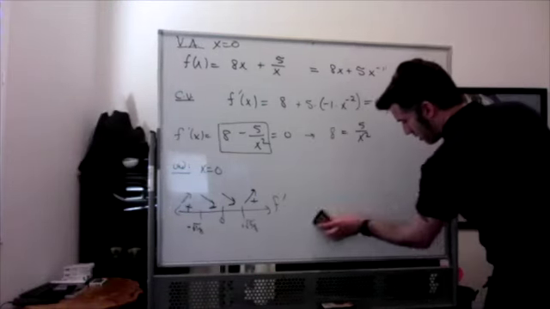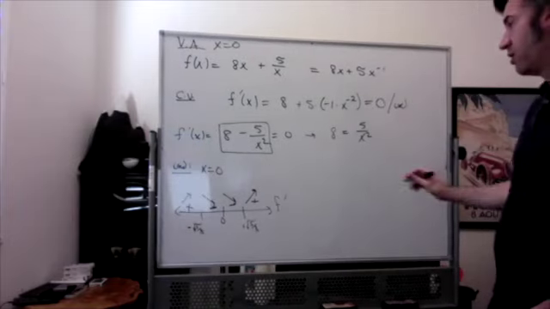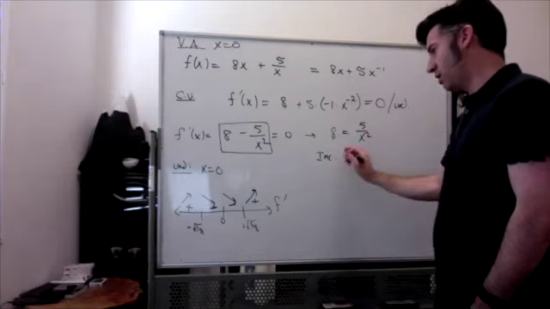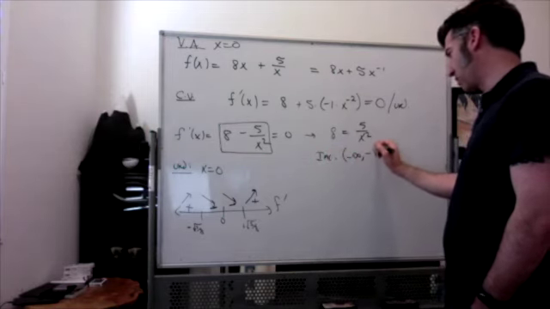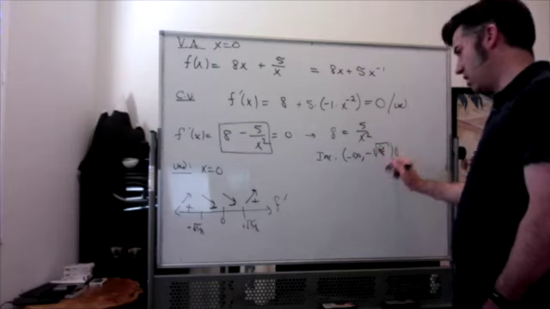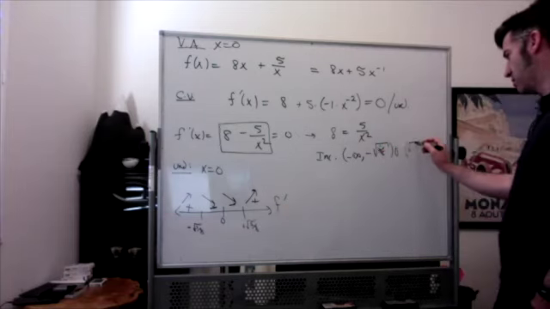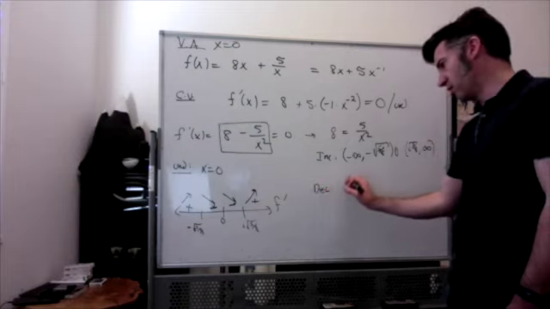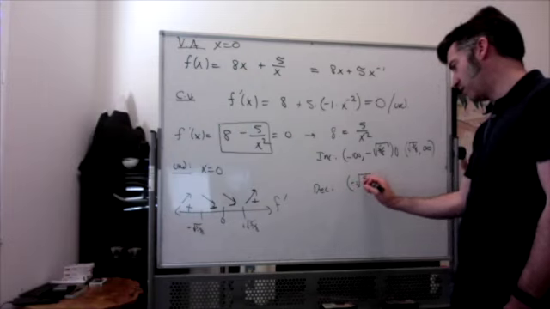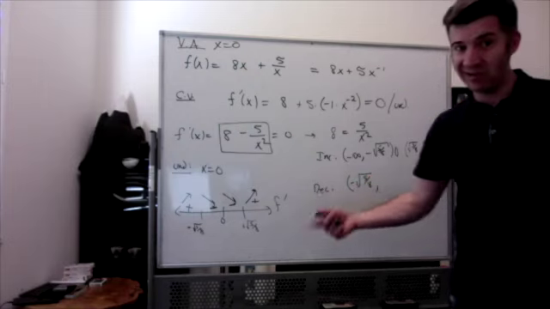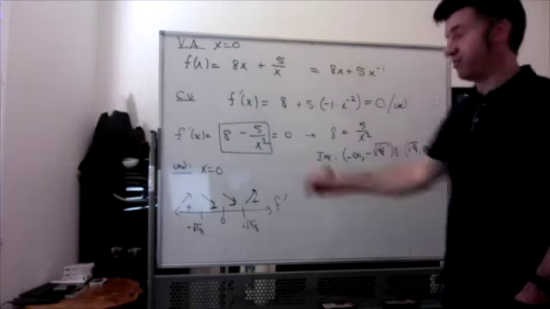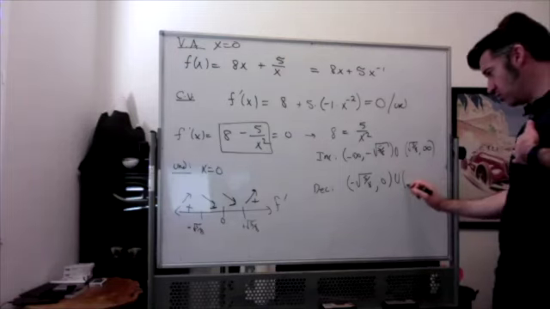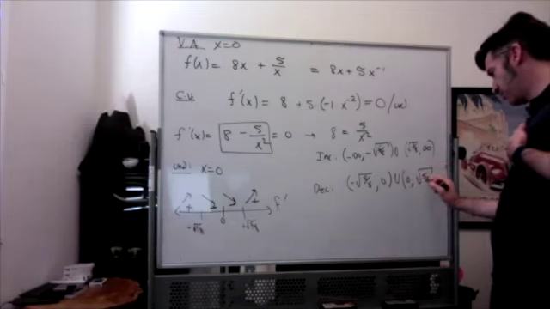So I would say that I have, well, first of all, increasing and decreasing intervals. I would say it's increasing on the interval from negative infinity to negative square root of 5/8, union square root of 5/8 to infinity. I would say it's decreasing on the interval from the negative square root of 5/8, I can't include 0 because it's undefined, to 0. So negative root 5/8 to 0, excuse me, union 0 to the square root of 5/8.